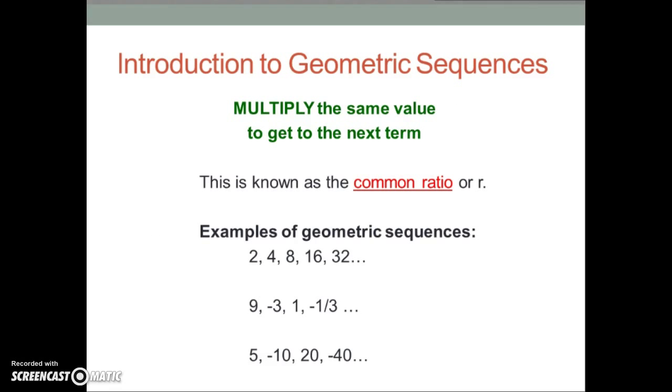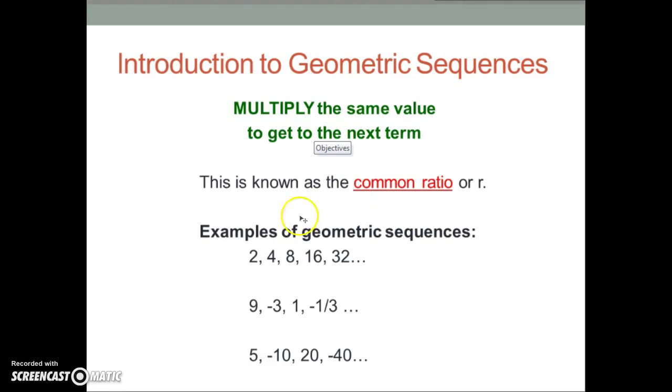So first, geometric sequences use what's known as the common ratio, noted with an R. The common ratio is the same value that's multiplied by each term to get to the next term. So geometric sequences multiply the same value to get to the next term, and that's known as the common ratio. So let's look at a few examples of geometric sequences and see if we can identify what the common ratio is.